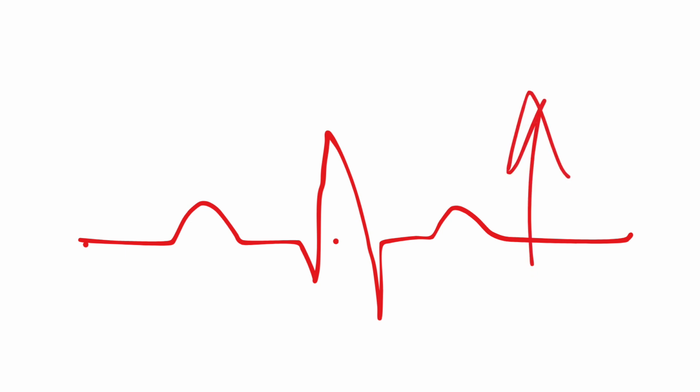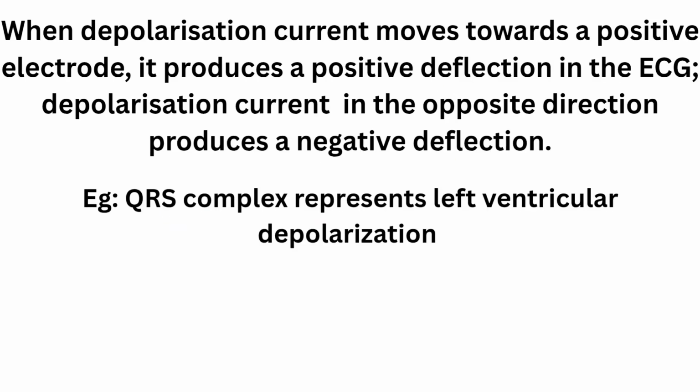The waves present above the baseline are positive and the waves below the baseline are negative. Why does this happen? Let's understand. When depolarization current moves towards a positive electrode, it produces a positive deflection in the ECG, but when depolarization current moves in the opposite direction to the positive electrode, it produces a negative deflection.